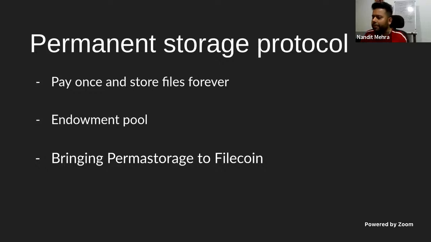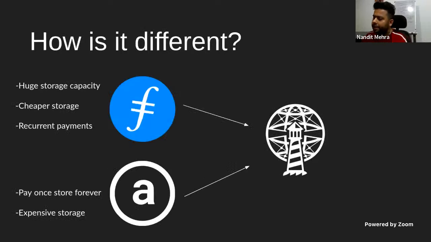So we are bringing permanent storage to Filecoin. Let's talk about what that exactly means. Right now there are two prominent storage protocols in the market today. Filecoin has a huge storage capacity, in the exabytes. It is a pretty cheap storage option, but it requires recurrent payments. Whenever you store data with a Filecoin miner, you essentially store it for 1 year or 1.5 years max, so somebody has to take care of that and make those recurrent payments.